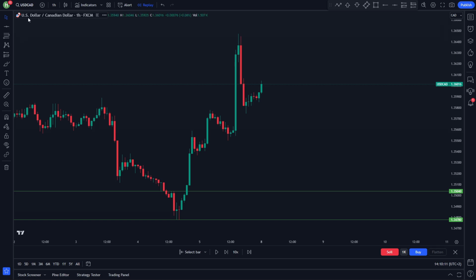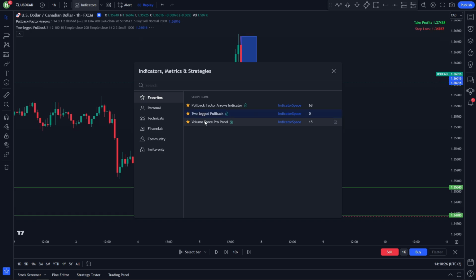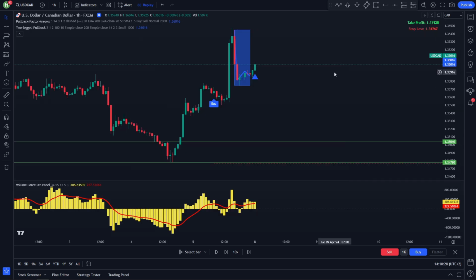Firstly, let's start with the indicator setup and rules for entry and exit. On the chart, I've selected the US dollar against the Canadian dollar in the hourly time frame. Under the Indicators tab, which is located in the top toolbar, I'm going to add the indicators for our pullback trading strategy. Now that we've attached the trio of indicators, we'll need to make some adjustments to ensure that we get the most out of our trading strategy.